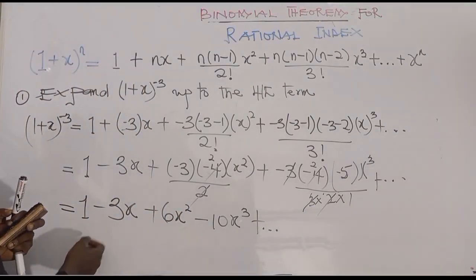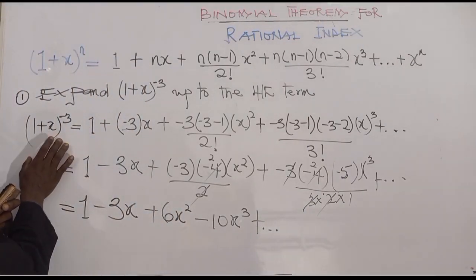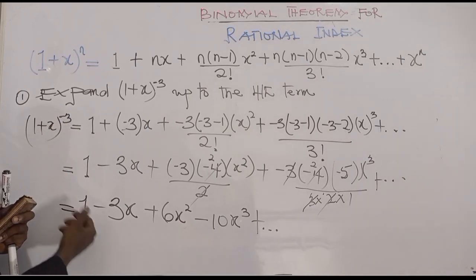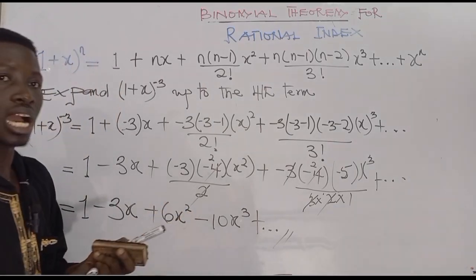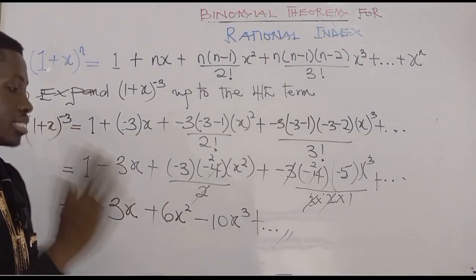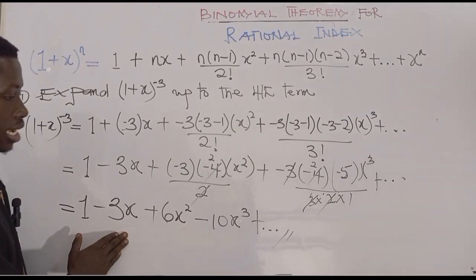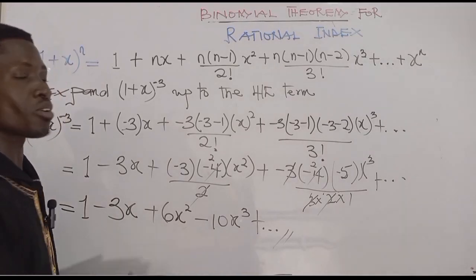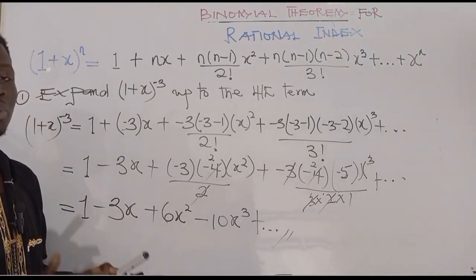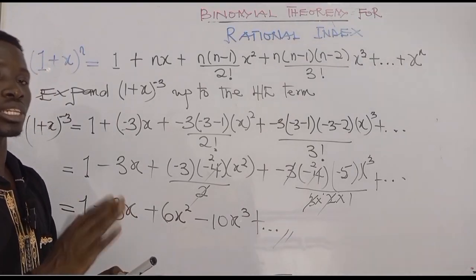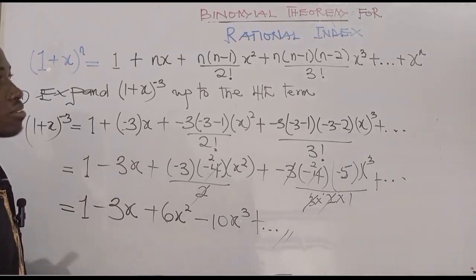So it means that the expanded form of this binomial expression with a negative index is this particular part. Our task is to expand up to the 4th term. So we have first term, second term, third term, and 4th term. Don't go through the stress of expanding more than the 4th term, because the question says up to the 4th term. So we have our first example.